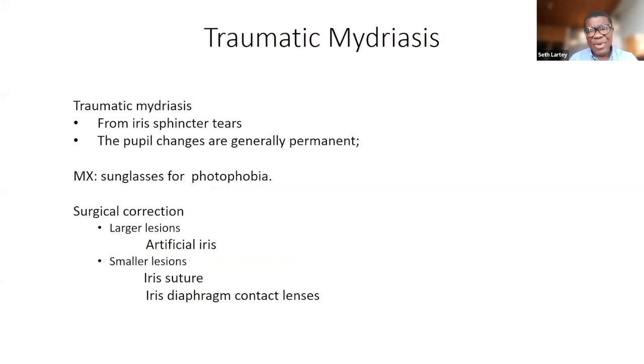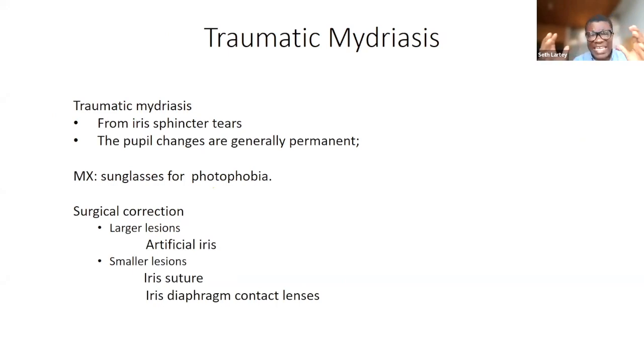Now you may have traumatic mydriasis. The pupils are dilated from trauma, usually because of damage to the iris sphincters, which tear. These are usually permanent changes. So you can give the patient sunglasses for the photophobia that they have. But if that doesn't work for the patient, then surgical correction may be the thing to do.